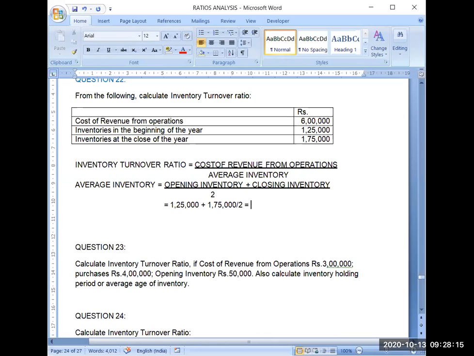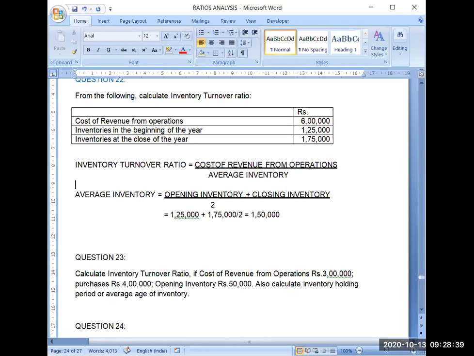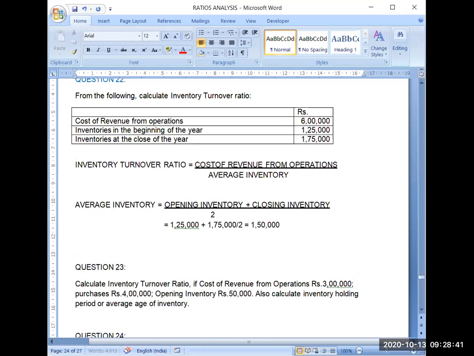So now your total inventory will be 125 plus 75, 2 lakh plus 3 lakh, divided by 2. It will become 1,50,000. So your average inventory is 1,50,000 and your cost of revenue from operation is 6 lakh. So now I can calculate the ratio: 6 lakh divided by 1,50,000.